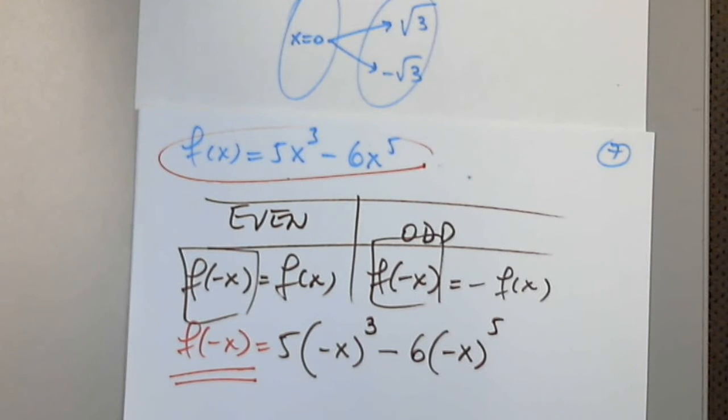Good. Now I have to think. When I raise negative x to the third power, negative x, negative x, negative x, what do I get? Negative x to the third. Very good. So then I get negative 5x to the third. Now I raise negative x to the fifth power. Negative x to the fifth times negative 6 in front.